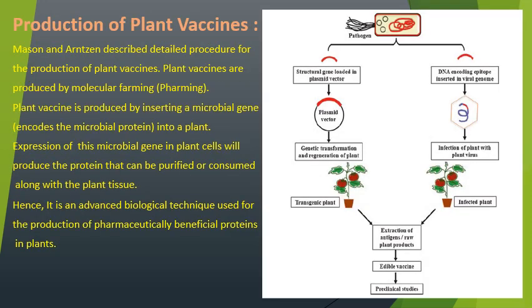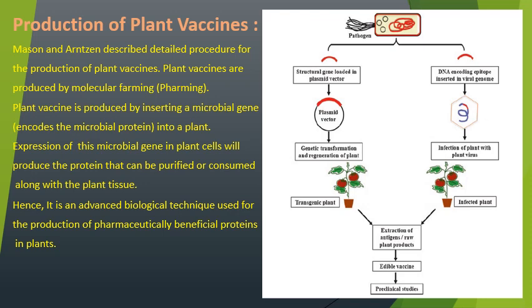Now we will talk about how the production of plant vaccine takes place. Firstly, Mason and Ernst described the detailed procedure for the production of plant vaccines. Plant vaccines are produced by molecular farming, which is also known as pharming. A plant vaccine is produced by inserting a microbial gene, which encodes a microbial protein, into a plant. Expression of this microbial gene in plant cells will produce the protein that can be purified or consumed along with the plant tissue. Hence, it is an advanced biological technique used for the production of pharmaceutically beneficial proteins in plants.